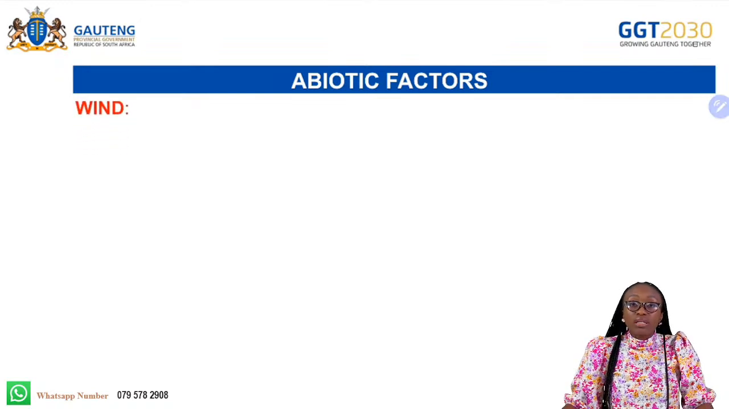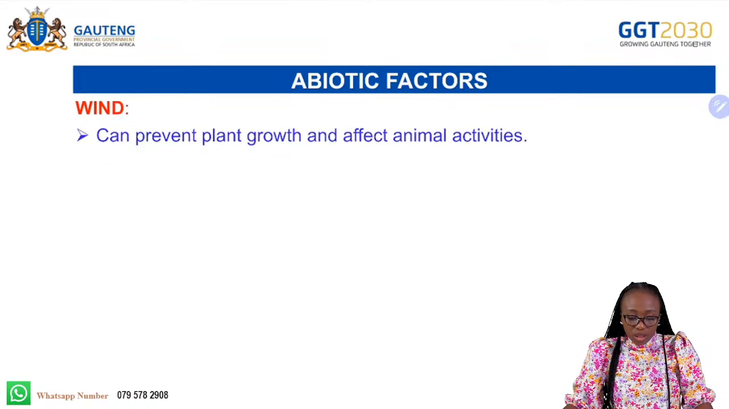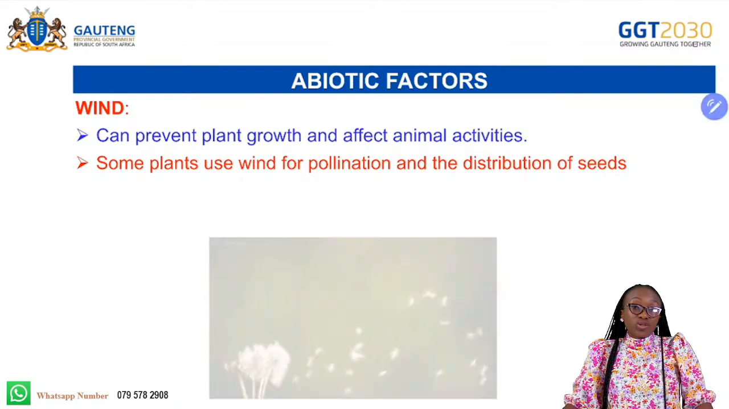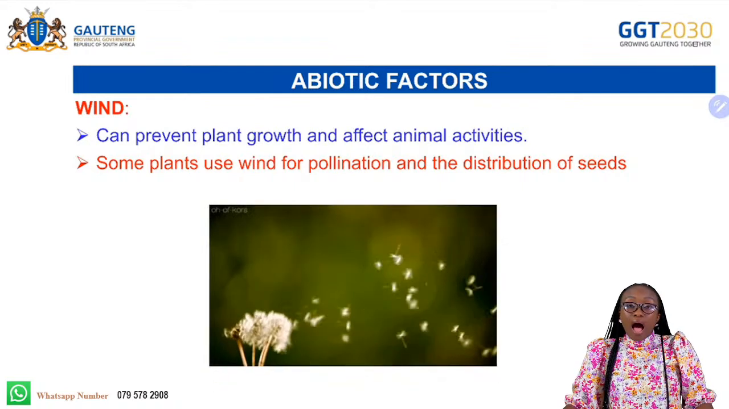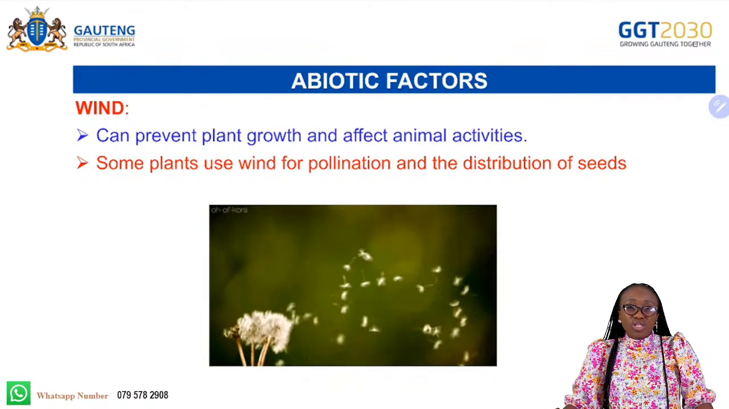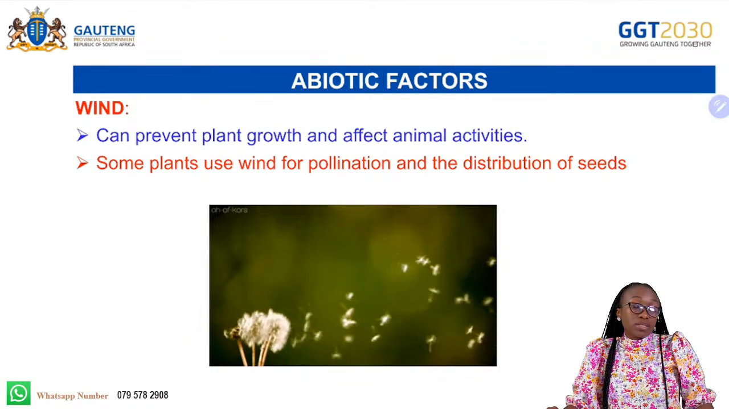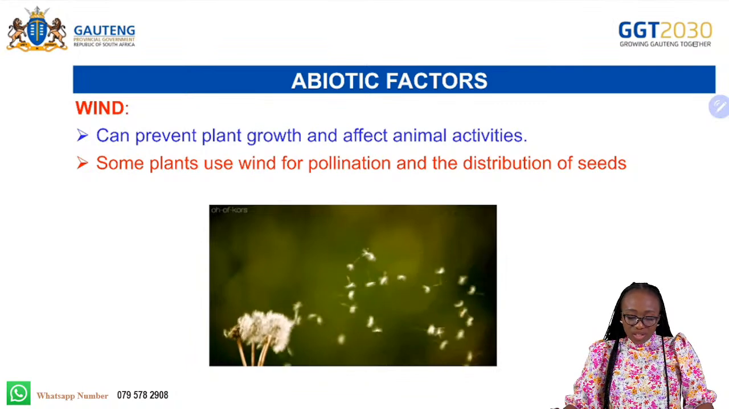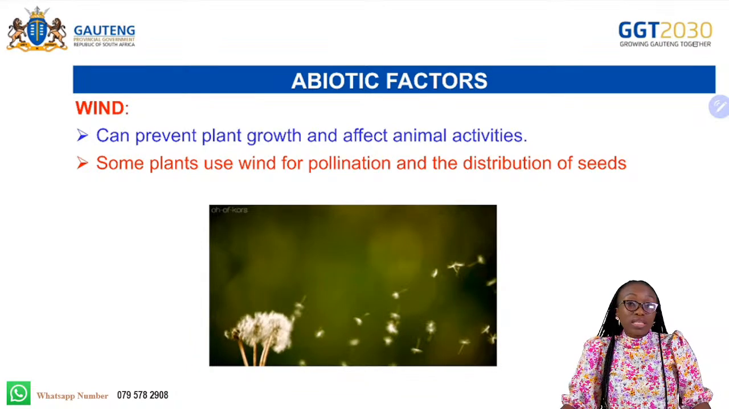The next one is wind. Wind can play a very important role. It can prevent plant growth and affect animal activities. Some plants utilize the wind for wind pollination and the distribution of their seeds. So how windy a place is can also determine what type of living organisms you are going to find in that particular area. There's a dandelion distributing its seeds with the aid of wind.